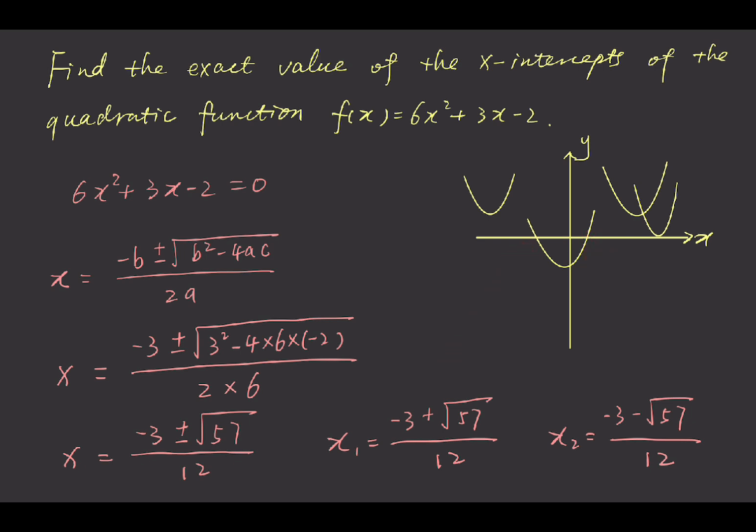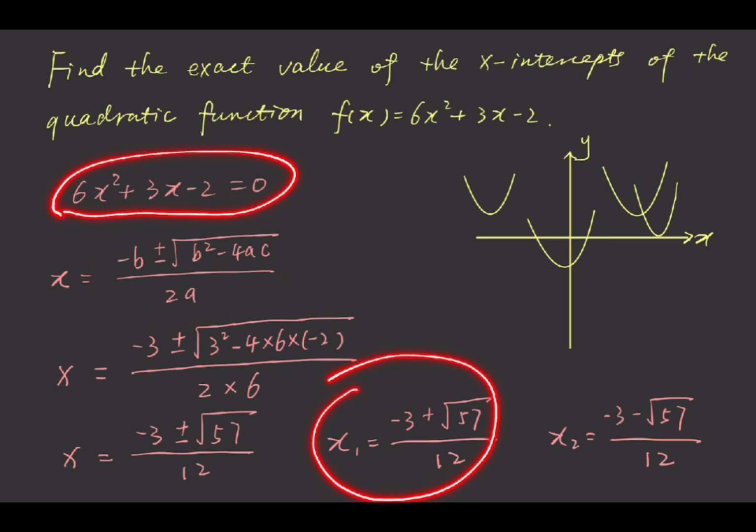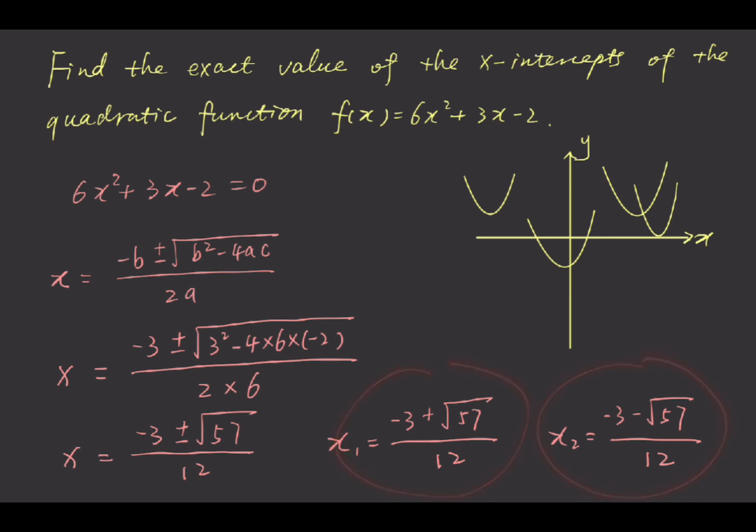Of course, please be careful here. We just use this graph to represent the relationship between the graph and the x-axis. This graph does not exactly represent the graph of this function. We just need to know this one is x1 and this is x2. So we can use the quadratic formula to figure out the solutions of this equation, and then we can figure out the x-intercepts of this quadratic function.